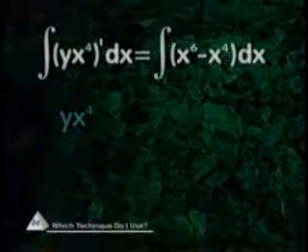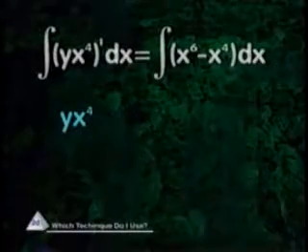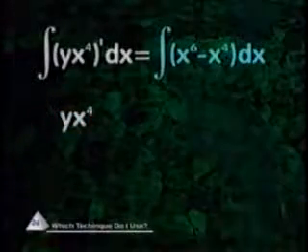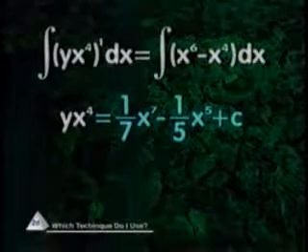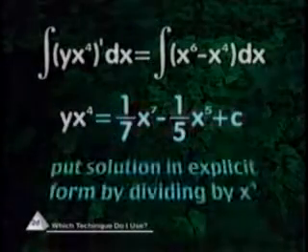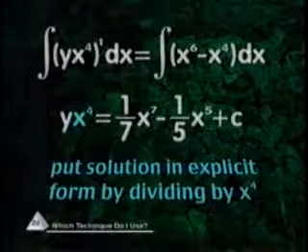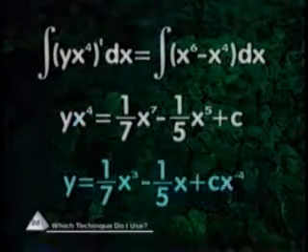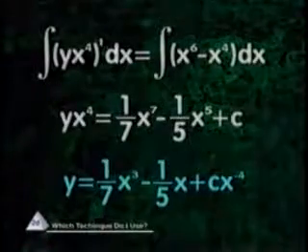Upon integrating, we just get y times x to the 4th on the left, because the integral and the derivative cancel each other out. On the right, using the power rule for integration, we get 1/7 x to the 7th minus 1/5 x to the 5th plus c. We put the solution in explicit form by dividing through by x to the fourth. This gives us a general solution of y equals 1/7 x cubed minus 1/5 x plus c times x to the negative 4.